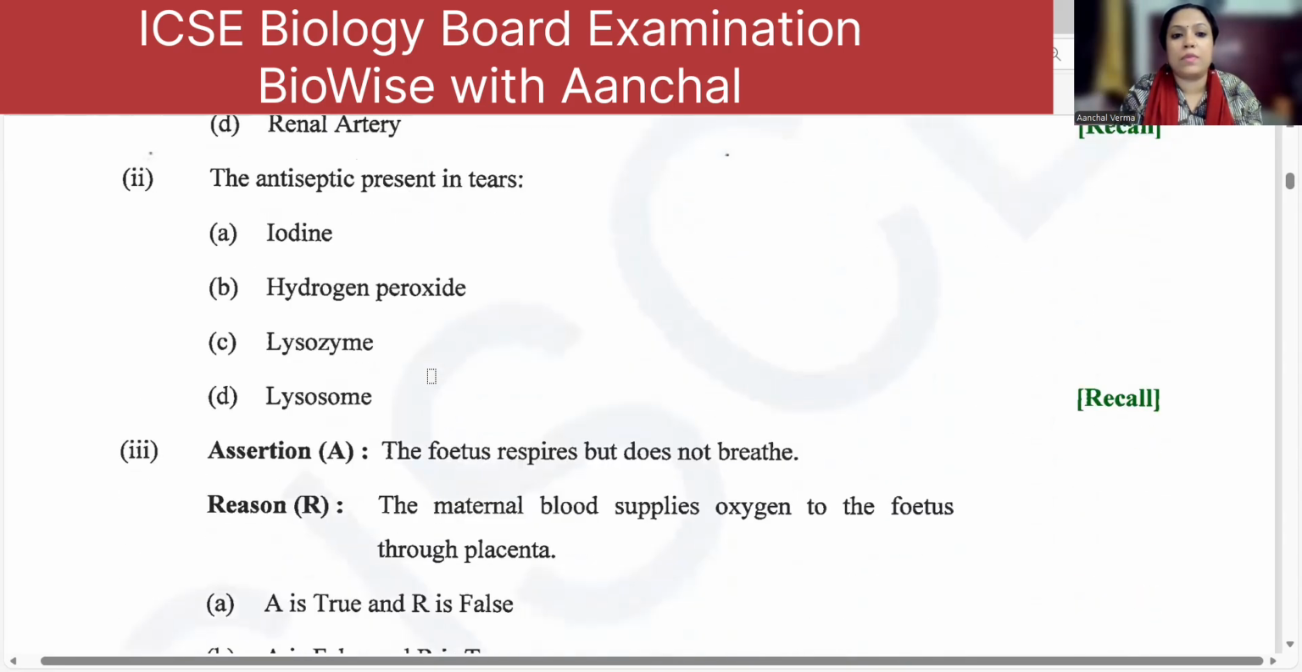The antiseptic present in tears: lysozyme. Chances are there that you get confused with lysosome. Lysosome is an organelle, the suicidal bag, I hope you remember.